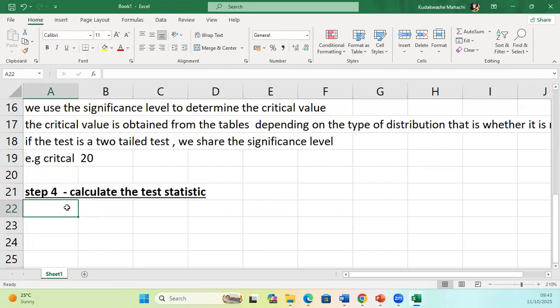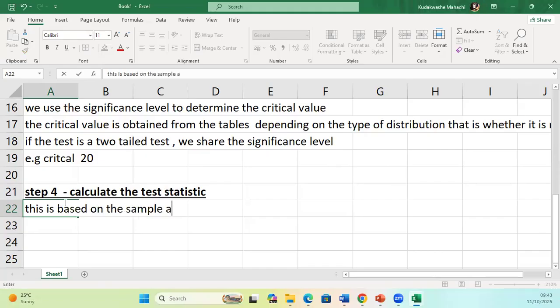If you are now calculating the test statistic, we are calculating to see how many have been cured. The critical value was just determining at what point we cut off. Now we are testing those who have been cured to see how many. The test statistic is based on the sample and the distribution as well.